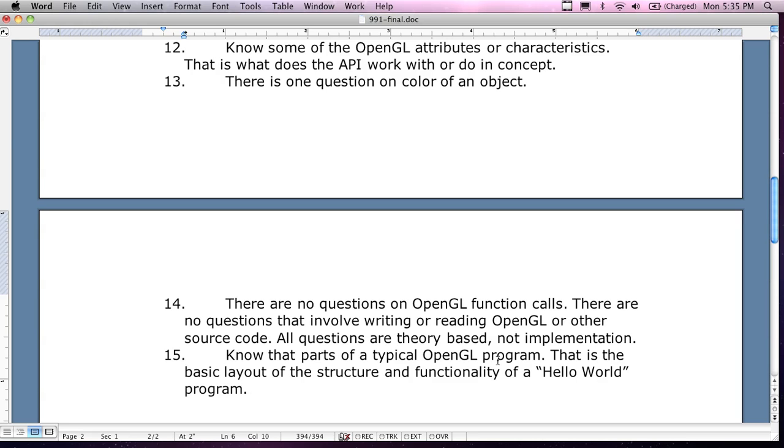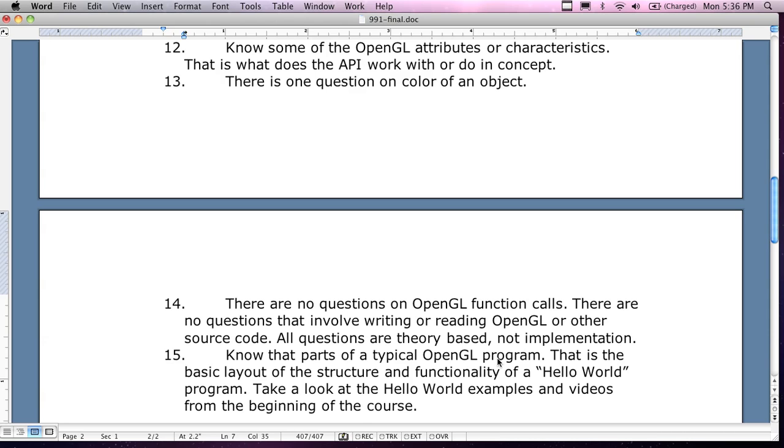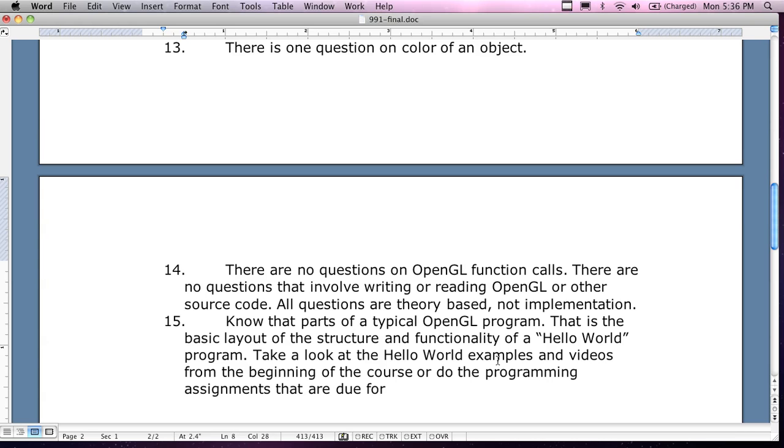If you've ever written an OpenGL program, you know the answer to that question. Or if you've been coming to class, you know the answer. If not, take a look at the hello world examples and videos from the beginning of the course. That's where that question is coming from. Or do the programming assignments that are due for the course. In there, you have to use the basic technique.